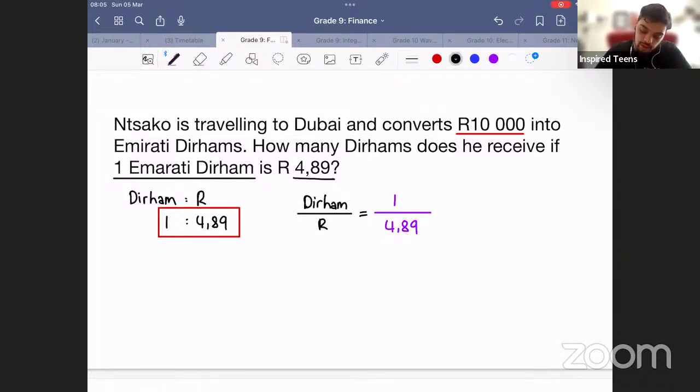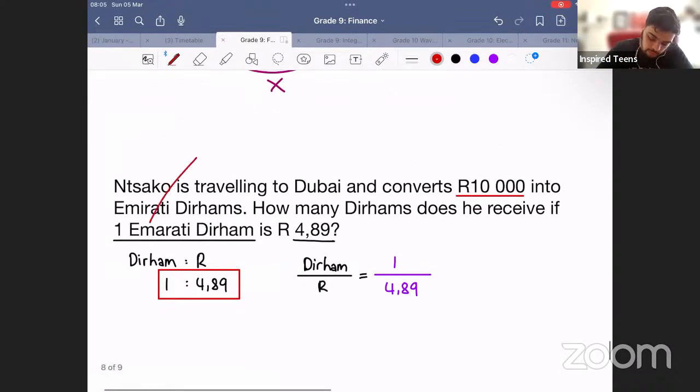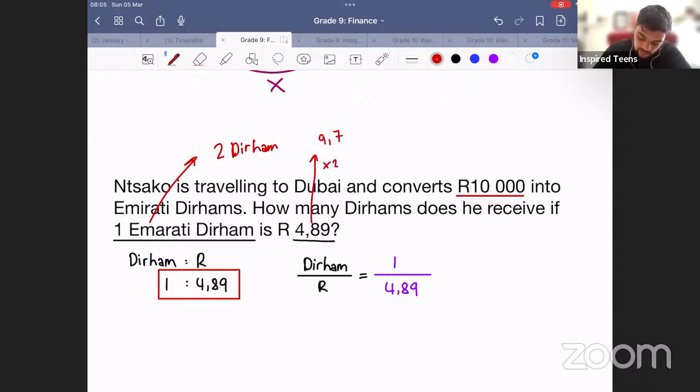What you need to remember is this rate, or ratio, remains constant. It doesn't change. For example, if you want to know what 2 dirhams would get you, you just have to multiply this by 2, so it'll be 9.78 or something like that. So the ratio is constant: for every 1 dirham, you are getting 4 rand 89 cents.